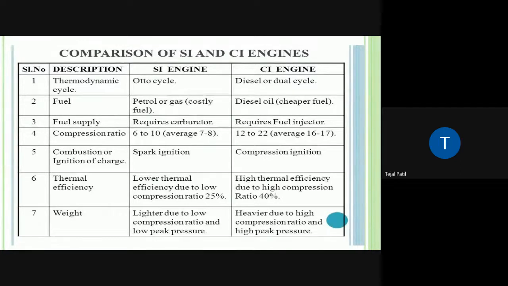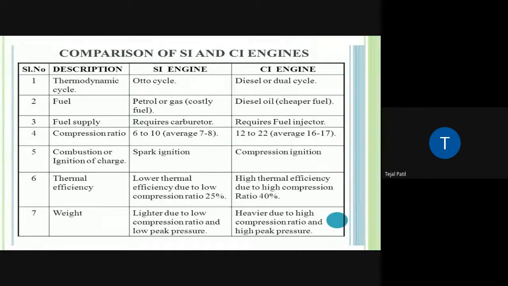Okay, then the next one is the combustion or the ignition of the charge. As its name suggests, in an SI engine there is a spark ignition system. That means you need a spark plug for the combustion process. While in a CI engine, you will need the high compression to start the ignition process.